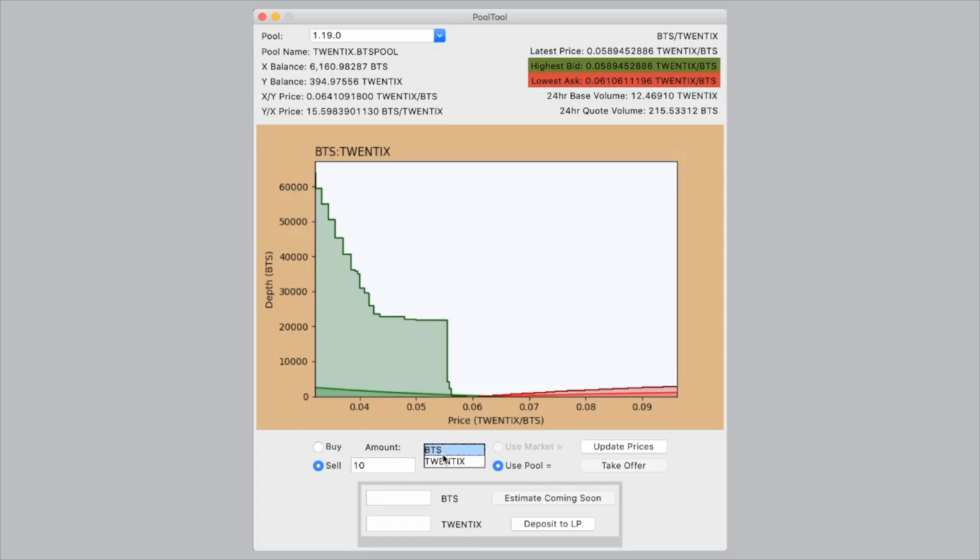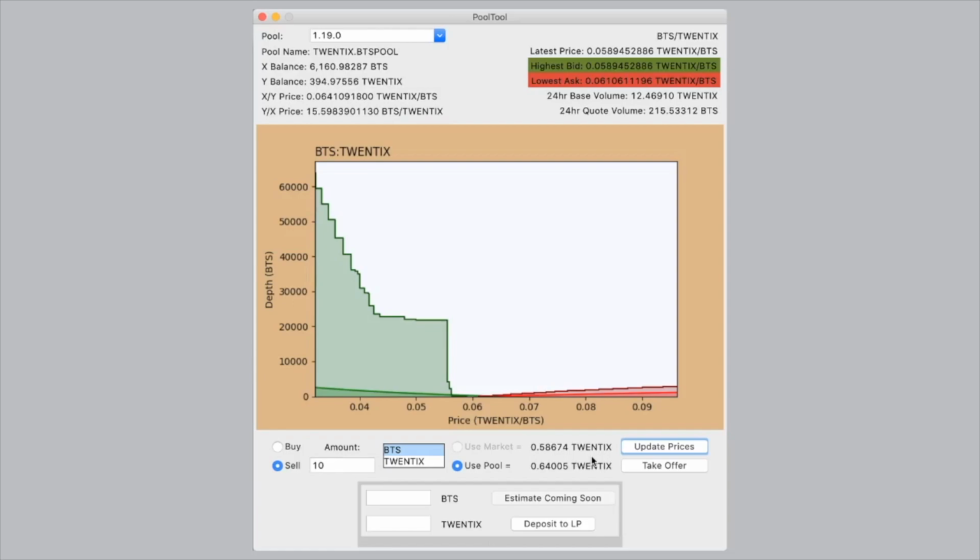Notice how the chart flips around when selecting the asset. In order to exchange, we need to click the Update Prices button. Let's do that. This will show us what selling 10 BitShares for Twentix looks like on the market and on the liquidity pool. As we can see, we would get a better price for our 10 BitShares on the liquidity pool than we would on the market. That seems pretty reasonable to me.